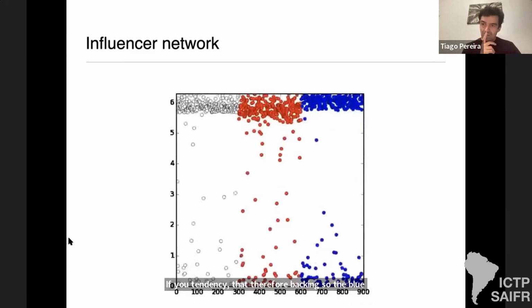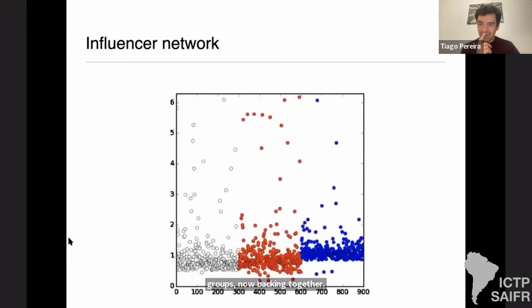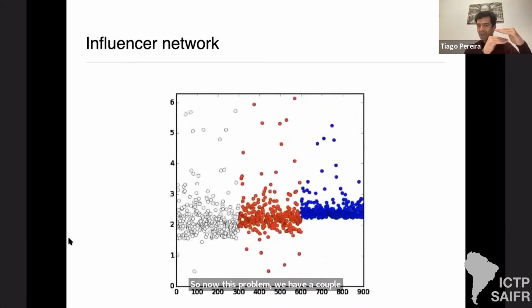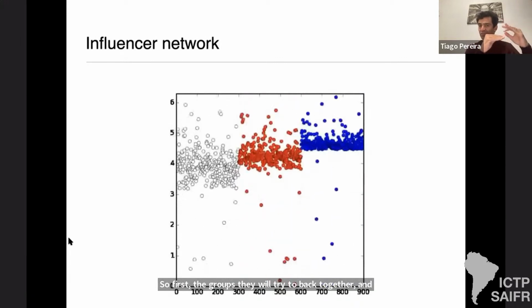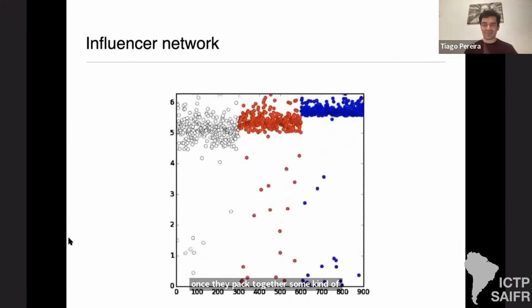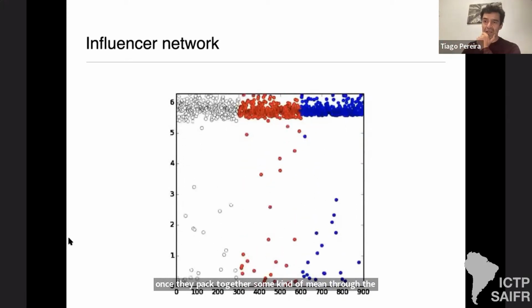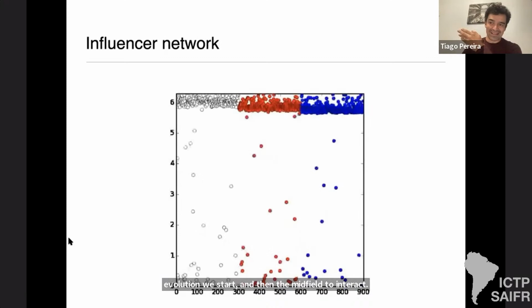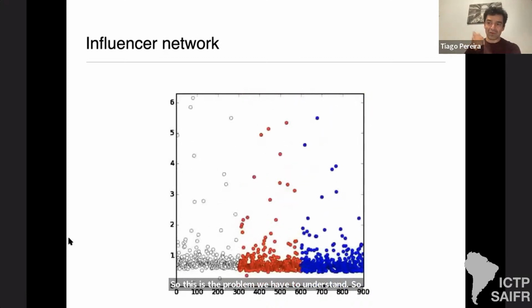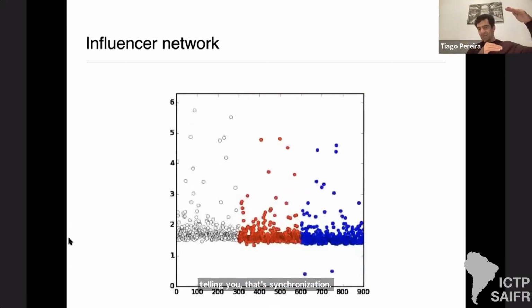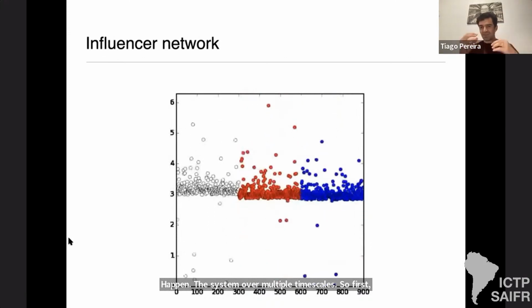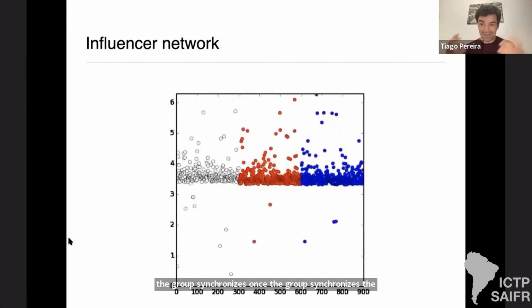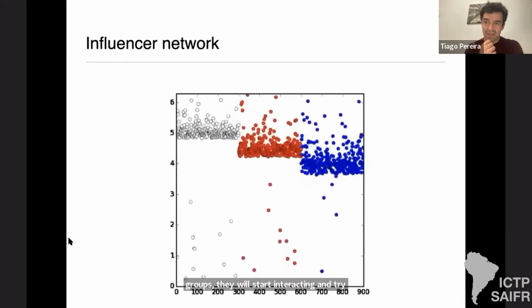Now this problem will have a couple of time scales. First, the groups will try to pack together. Once they pack together, some kind of mean field evolution will start, and then the mean fields will interact. This is the problem we have to understand. So I'm telling you that synchronization will happen in the system over multiple time scales. First the group synchronizes. Once the groups synchronize, they start interacting and try to synchronize between themselves.